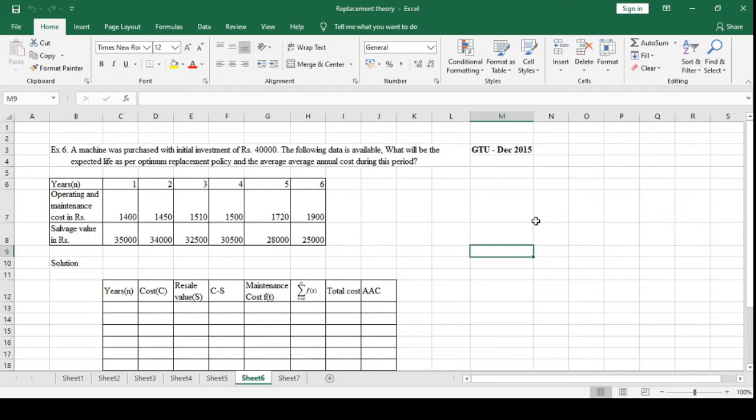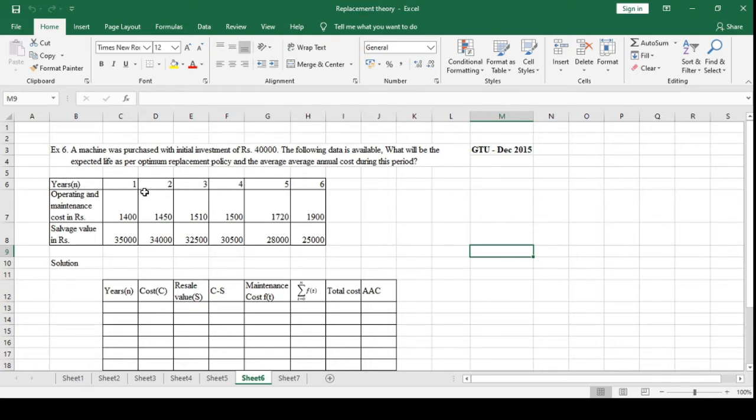A machine was purchased with an initial investment of rupees 40,000. The following data is available. What will be the expected life as per optimum replacement policy and the average annual cost during this period? This question was asked in GTU December 2015. So the data is given over here.